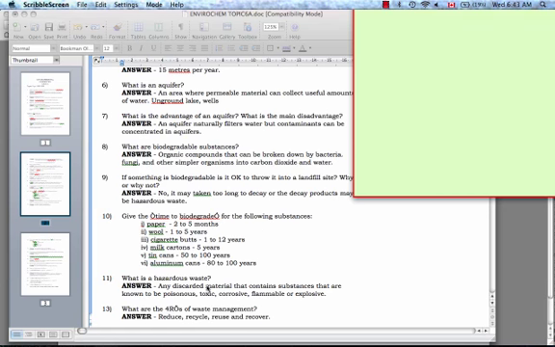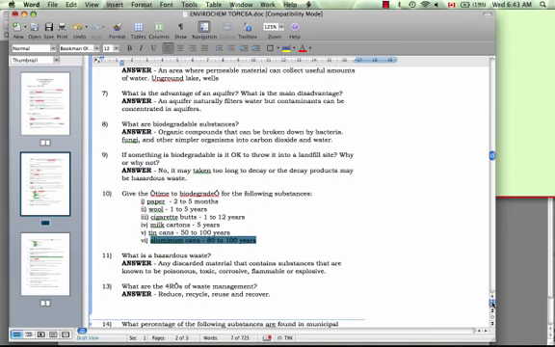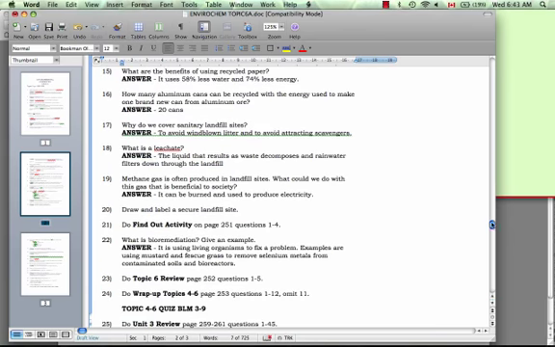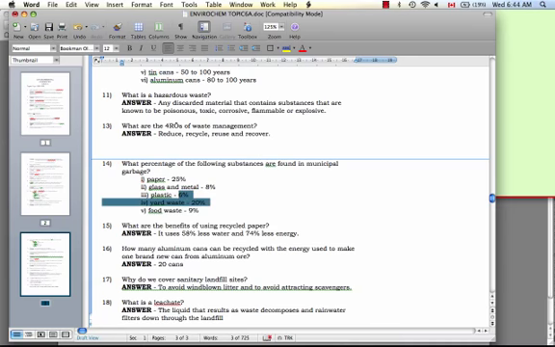What's a hazardous waste? Any material that is poisonous or toxic or flammable or could be explosive, etc. What are the 4 R's? They are reduce, reuse, recycle, and recover. What percentage of substances are found in our municipal garbage? 25% paper. Wow, that's high. 8% glass, 6% plastic, yard waste 20%, and food 9%.